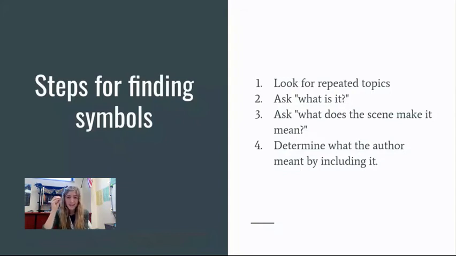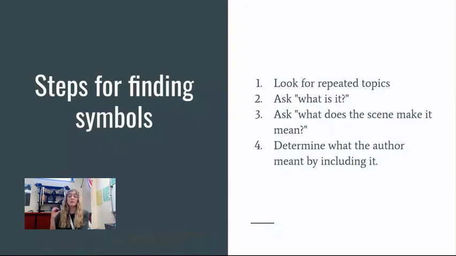Now move from what is it to what is the scene, what does the context make it mean, all right? What about the stuff that's going on around it? What does that make it mean? And then determine what the author meant by including it. So here's an example of what this might look like.